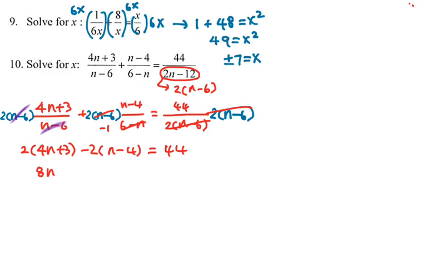Alright, so if you have to calculate them further, by distributing 2 and then by distributing negative 2, we'll end up getting this equation. So 8n minus 2n becomes 6n, as we know. And then, by solving for n by subtracting 14, then n equals 5.